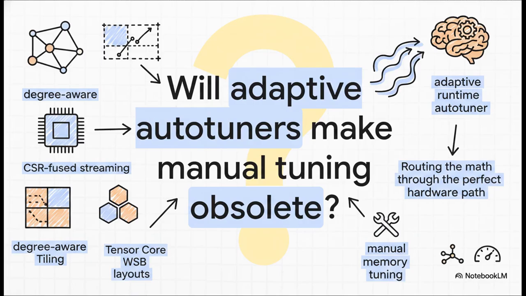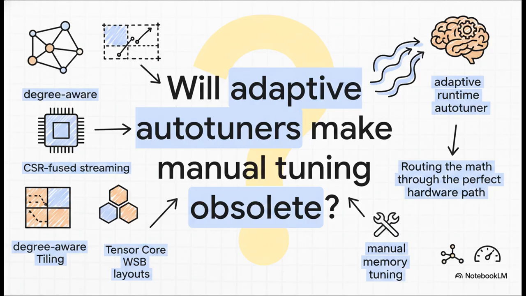All of this incredible optimization brings us to a really provocative final thought. We've seen today that the absolute best approach, whether that's CSR fused streaming, degree-aware tiling, or tensor core WBS layouts, depends entirely on the real-time statistics of your specific graph. So the next frontier isn't just about writing faster kernels. Will adaptive runtime autotuners soon make all this manual memory tuning in GNNs completely obsolete?